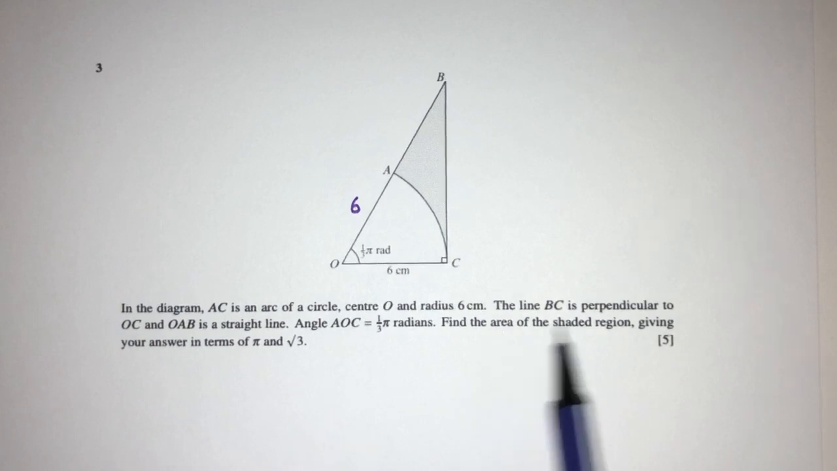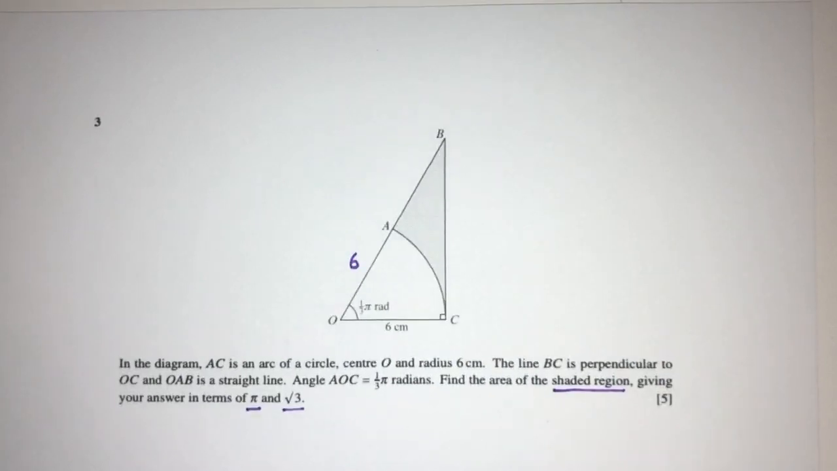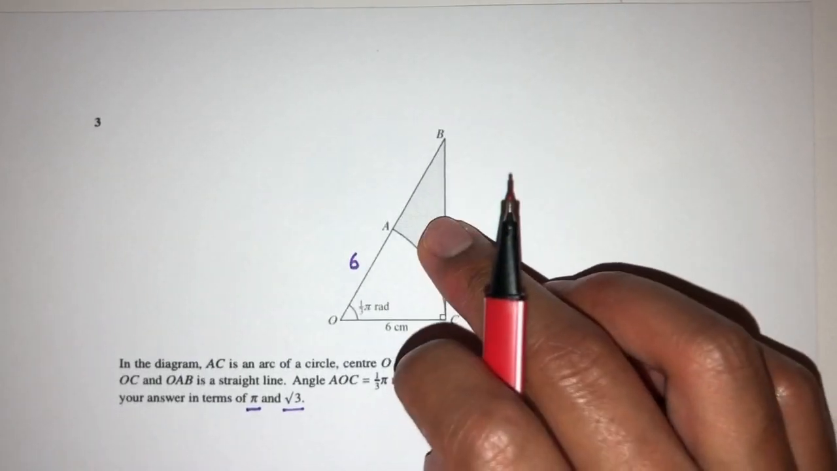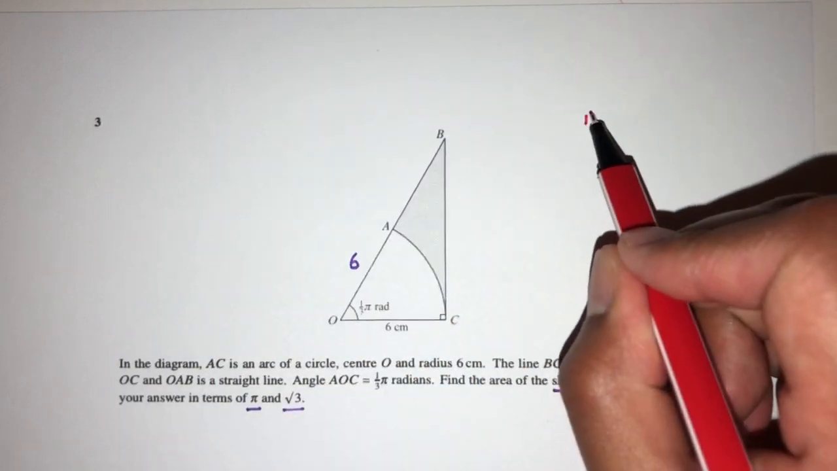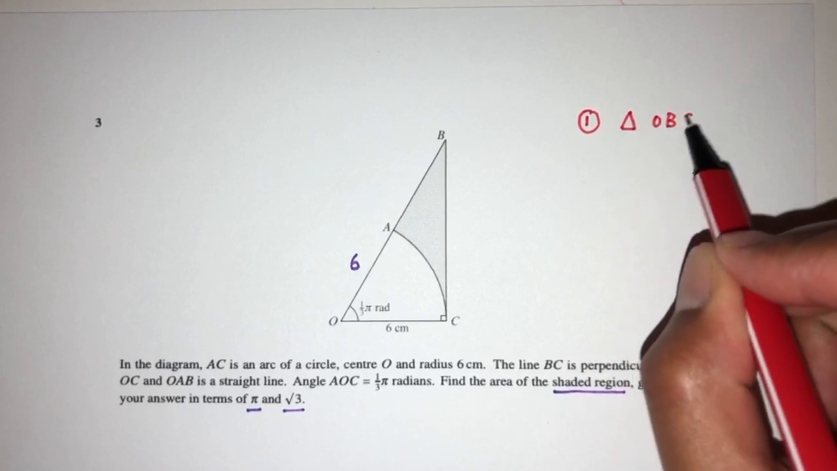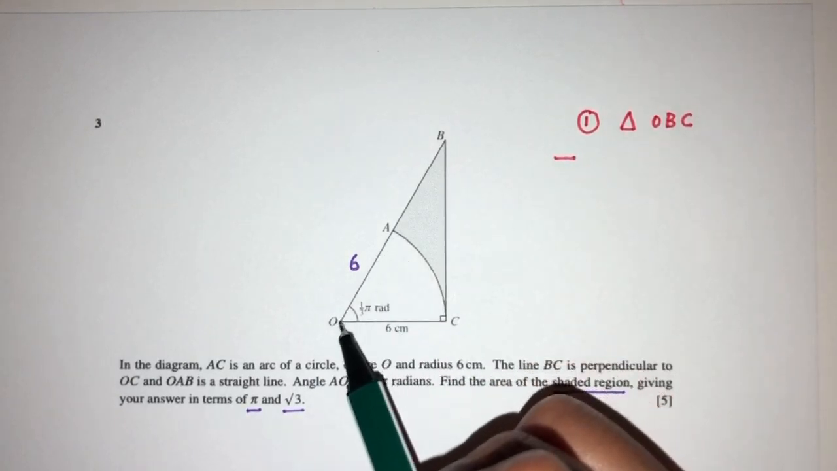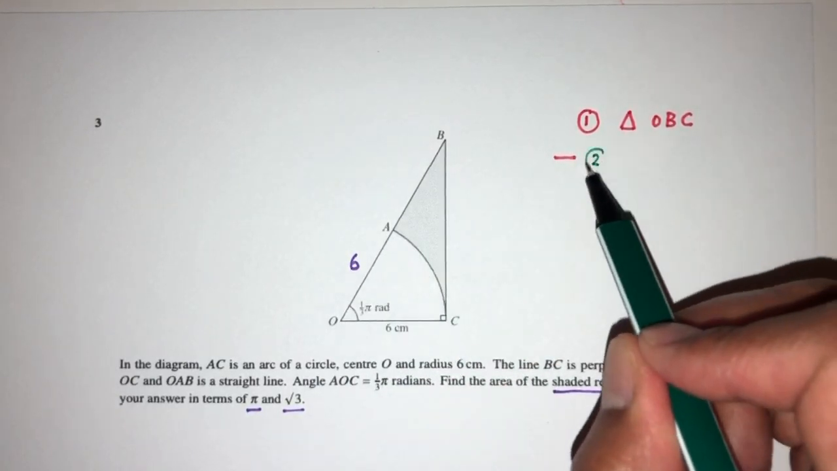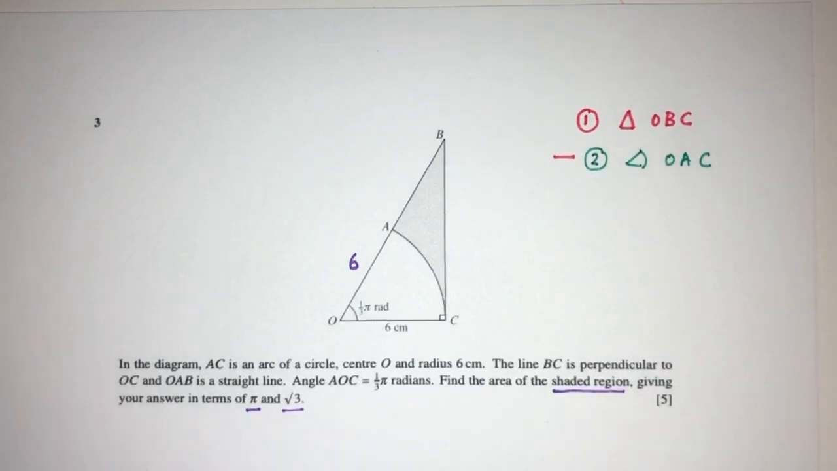We have to find the area of the shaded region, giving your answer in terms of pi and root 3. So, for example, we have to give the exact value of this area. Now, by observation, how would you find this area? You can see that we'll have to first find the area of the whole thing. So, part 1, we have to find the area of triangle OBC. Then we have to minus what? We have to minus the area that we do not want. That will be number 2, area of sector OAC. Right? So part 1, part 2.